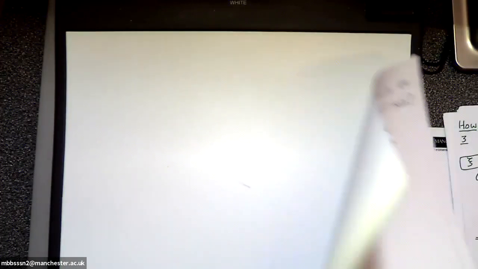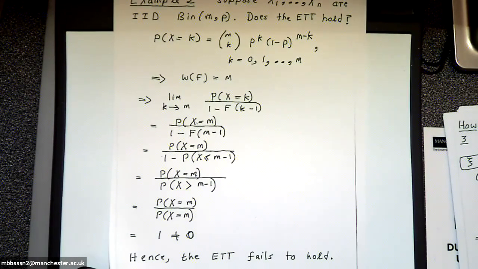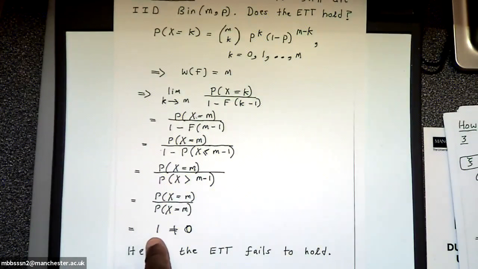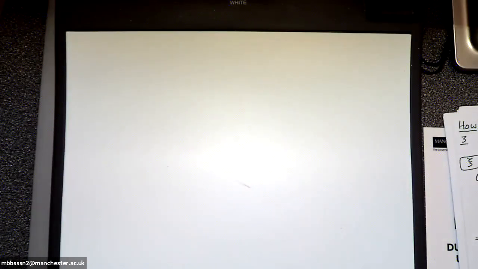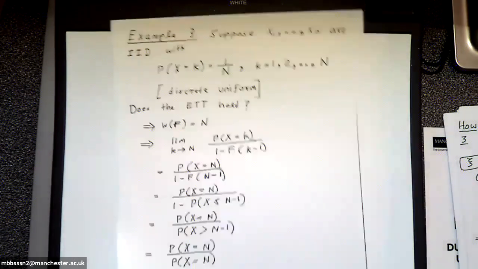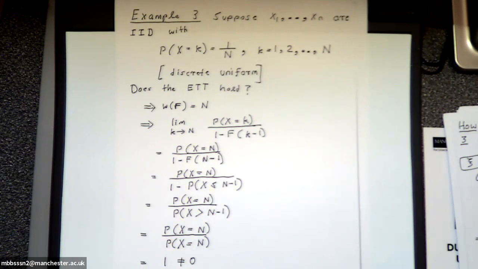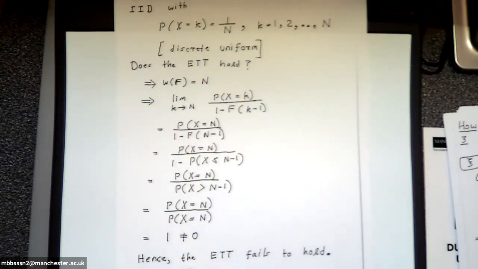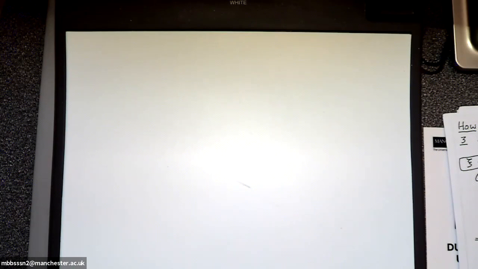And this is the second example I did. You have binomial, and again, the limit is 1, which is not 0. So again, the ETT fails to hold, right? This is the third example, discrete uniform. Again, the limit is 1, which is different from 0, and hence the ETT fails to hold. All right, so that's the first video I asked you guys to watch.